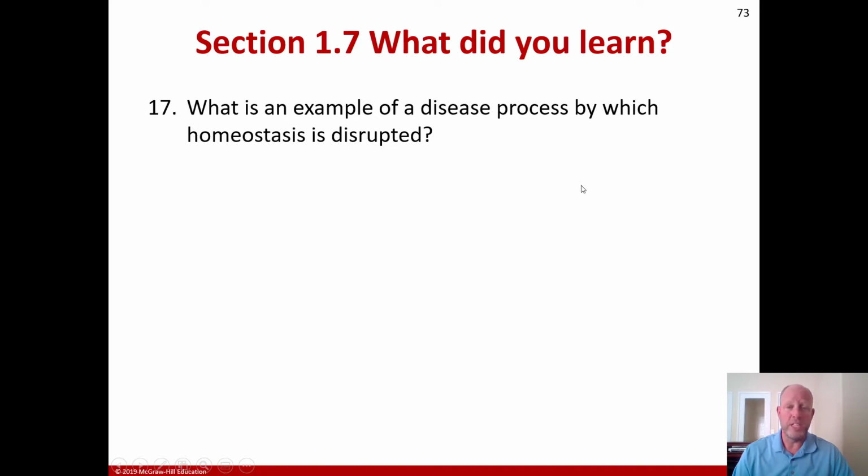So, an example of a disease process by which homeostasis is disrupted. We mentioned a few. The most common one that we talked about here was diabetes, and how it can affect specifically, certainly, blood glucose levels and the ability to control blood glucose levels, being either overly sensitive or less sensitive to insulin and glucose levels.